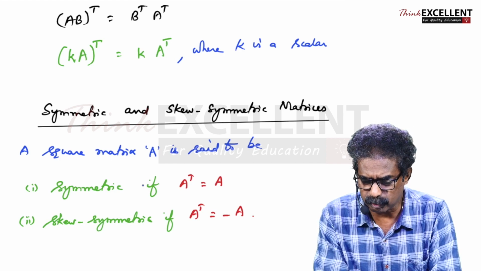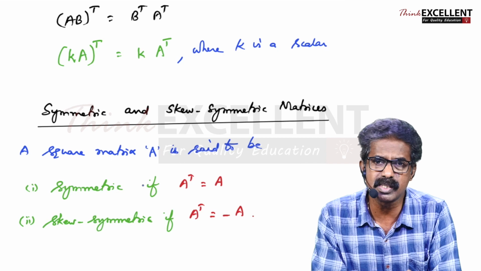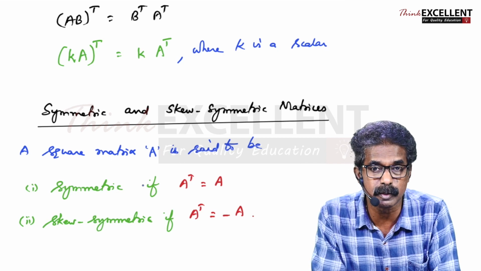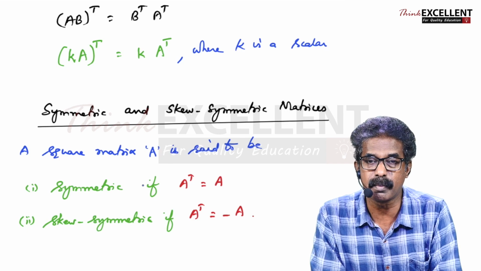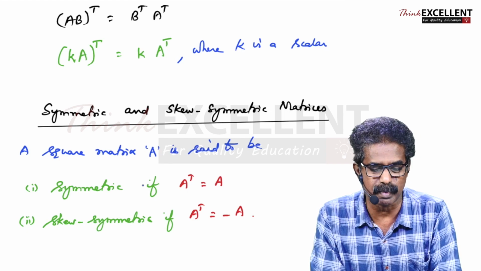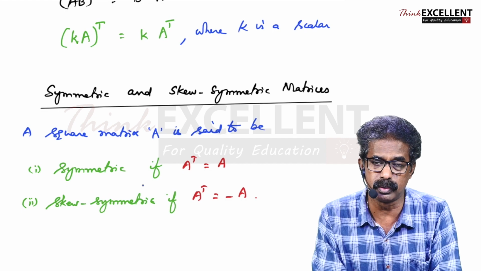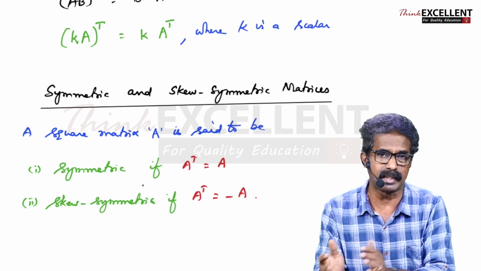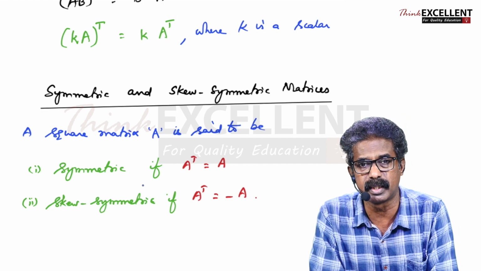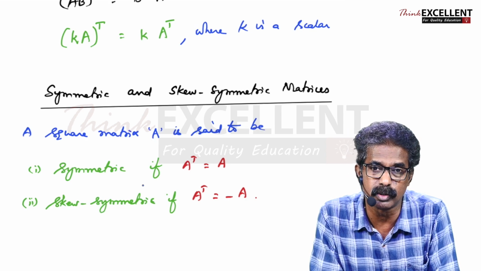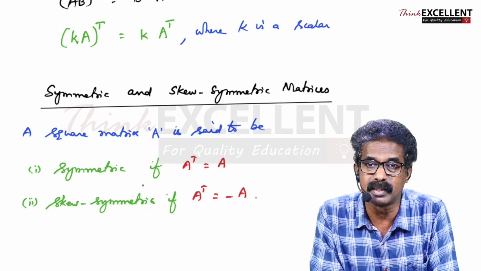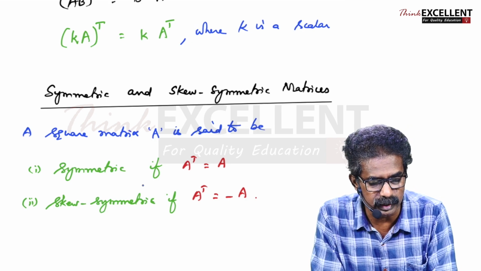But one thing you have to remember, one important result. Every square matrix can be expressed as a sum of 2 matrices. One is a symmetric matrix, another one is a skew symmetric matrix. So that's an important result. I'll tell you how to find the 2 matrices, one symmetric, one skew symmetric. And based on that, we have questions. They may give a 2 by 2 matrix or 3 by 3 matrix. So that's a very important one in this exercise.